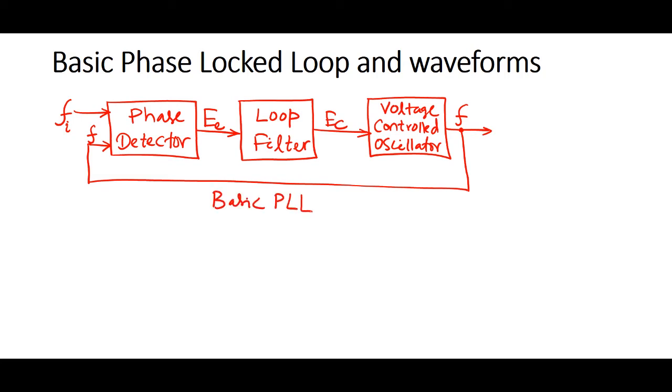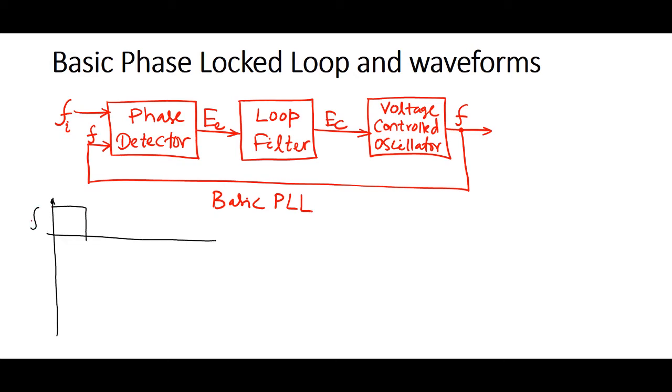The input block is the phase detector. It takes two pulse trains as input, one is the reference frequency and one is the output frequency from the PLL. Both are compared in phase and frequency magnitude, and output is an error pulse train EE, which is input to the loop filter. Loop filter filters it and makes it DC, and this is EC, which is the control voltage input to voltage controlled oscillator. Voltage controlled oscillator gives an output pulse train whose frequency is dependent upon the input voltage EC. This is the output frequency which is fed back and compared with the reference frequency. So, let us see the waveforms.